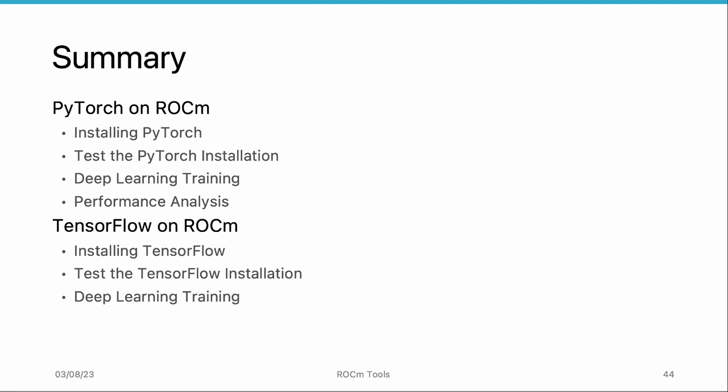In conclusion, machine learning with ROCm is an exciting and powerful combination that opens up new possibilities in the world of artificial intelligence. By harnessing the computational capabilities of AMD GPUs and leveraging the extensive tools and libraries provided by ROCm, we can unlock the true potential of machine learning and drive breakthroughs in various domains.